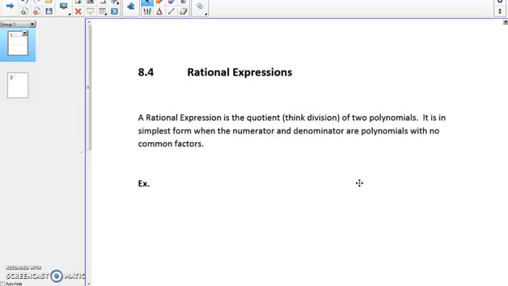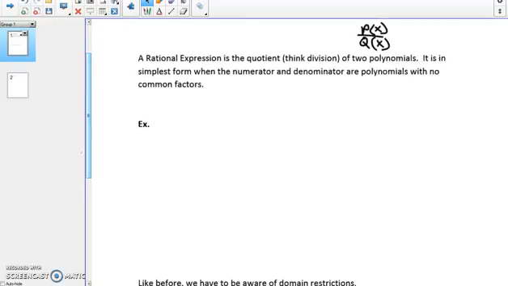A rational expression, as it says here at the top, is the quotient, and that should make us think division, of two polynomials. So when we're talking polynomials, think like we did just last section, p of x over q of x. That's what we're using here for our rational functions. It is in simplest form when the numerator and denominator are polynomials with no common factors. Okay, so simplest form, let's talk about a few examples of what that might look like.